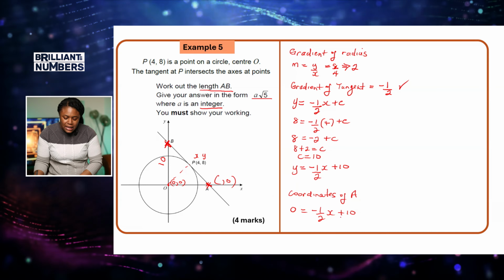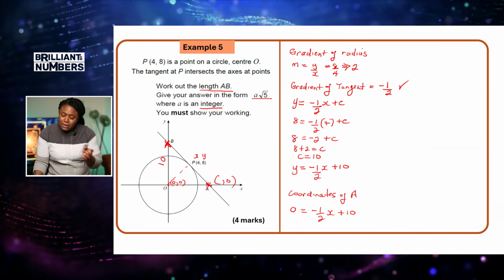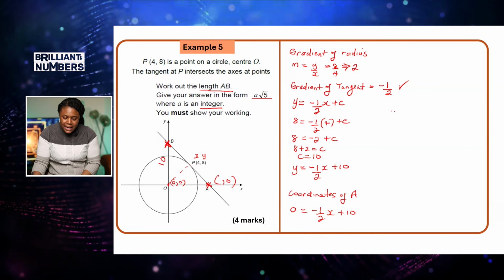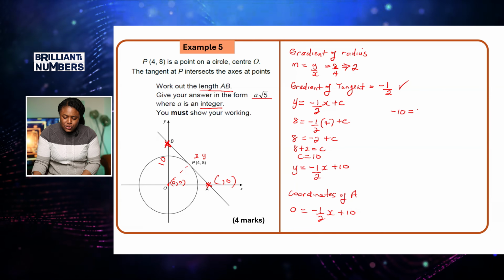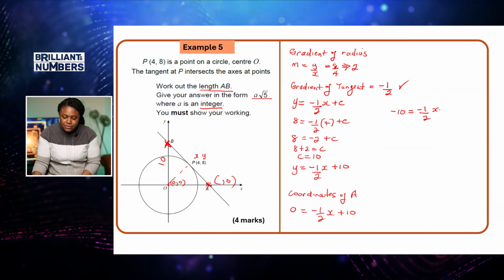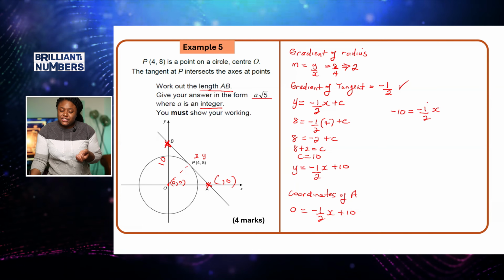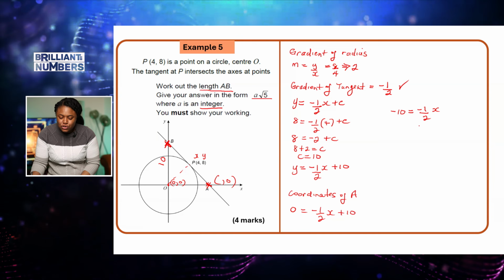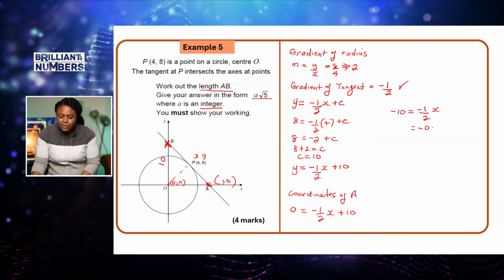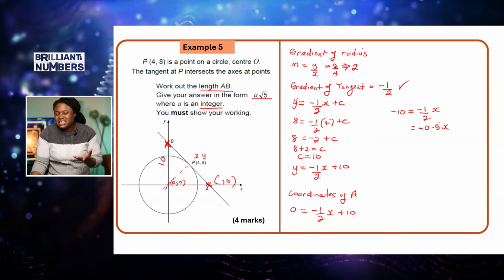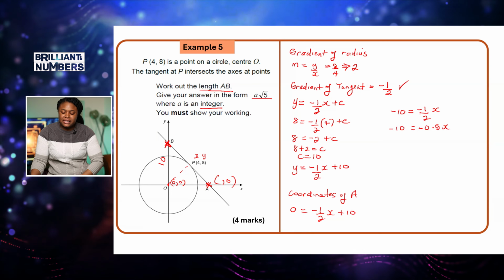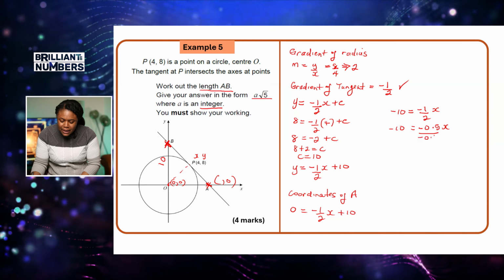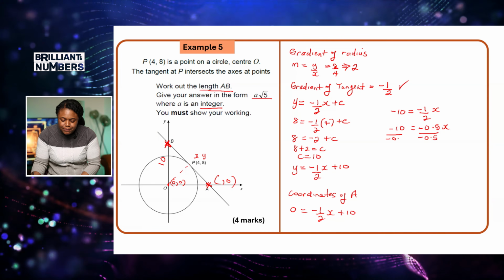Great. So I'm going to now bring 10 to the other side, or subtract 10 from both sides. I'm just going to carry on here. So it's going to be minus 10 is equal to negative a half x. Now all I need to do is to divide both sides of my equation by negative a half. I'm just going to make it easier for you by doing negative 0.5. It's so much tidier, so much neater to work with. So just put the decimal value of negative a half. So I'm going to divide both sides by minus 0.5.